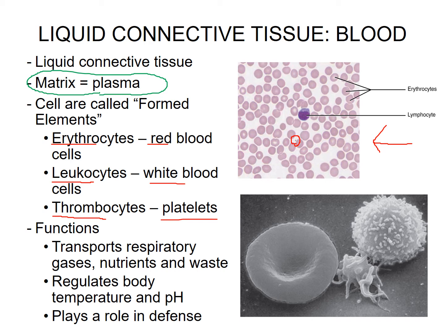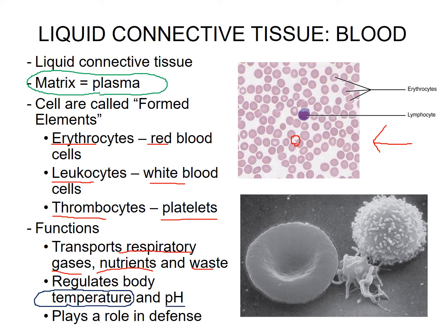Functions of blood. A lot of different things. Your red blood cells, their job is to transport things like oxygen, right? Also, the red blood cells can help with CO2 transport. So nutrients and waste as well. Your blood also plays a very important role in body temperature. We'll talk about that next chapter with the skin.